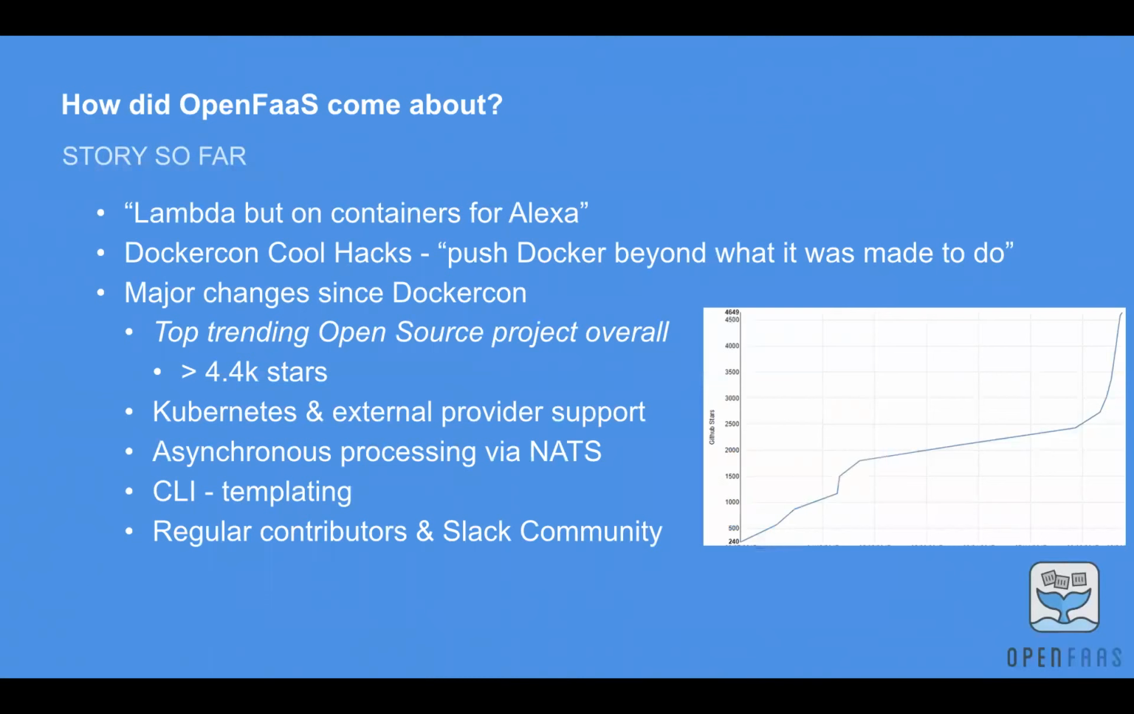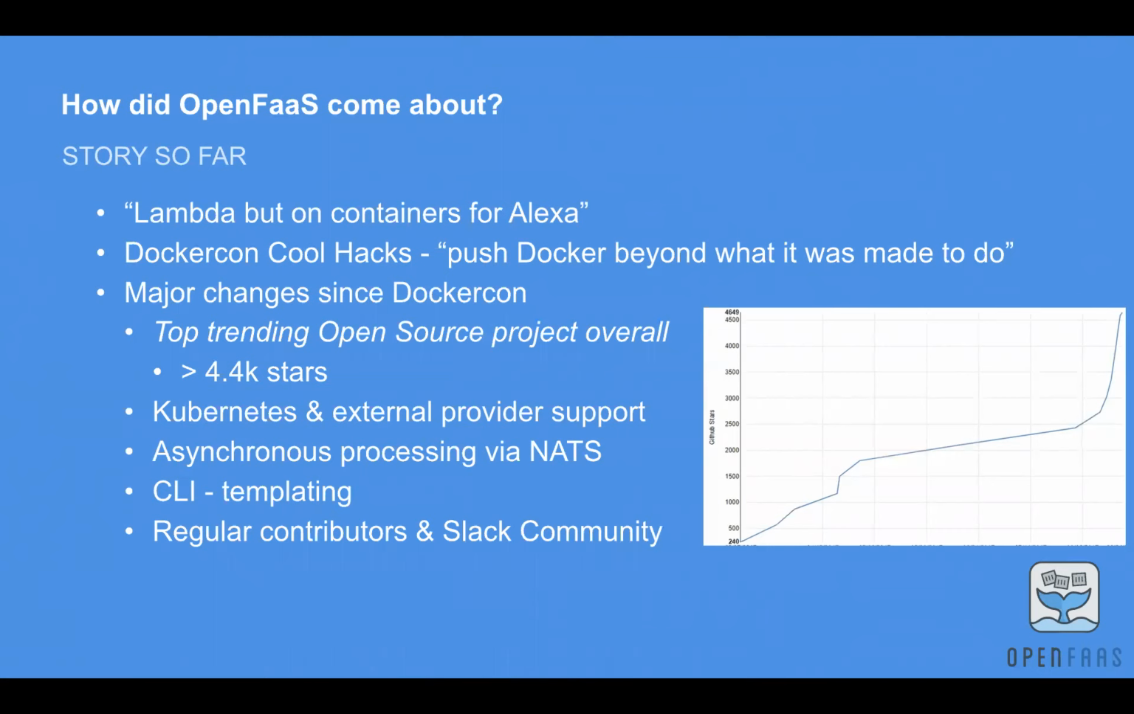So how did FaaS come about? Well, initially I wanted to build a solution that would let me run Lambda functions on containers. As a Docker captain, that was something I was really interested in. And I was able to transfer my Alexa skills over to Docker Swarm. I learned a bunch of stuff while I was doing that, and I decided that I wasn't doing everything the right way. So when I heard about the DockerCon Cool Hacks contest, and it had this remit to push Docker beyond what it was designed to do, I decided to pivot the code and rewrite it in Golang and approach it fresh. That was incredibly successful.